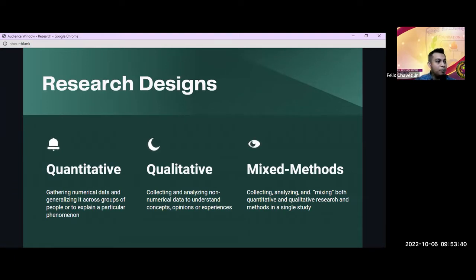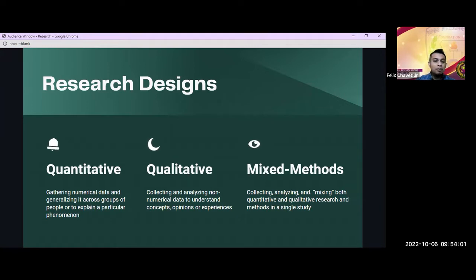So we have the quantitative research design. We involve numerical data, and that numerical data, based on the survey or based on our experiments, we can gather and generate conclusions out of the data that we have gathered.